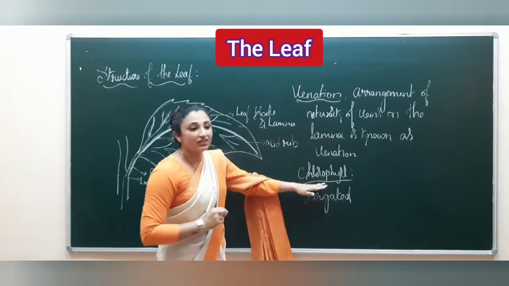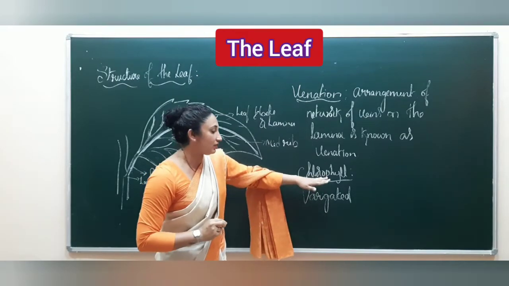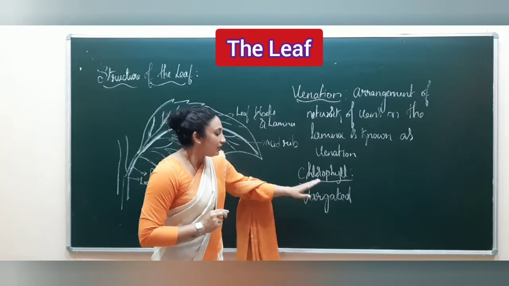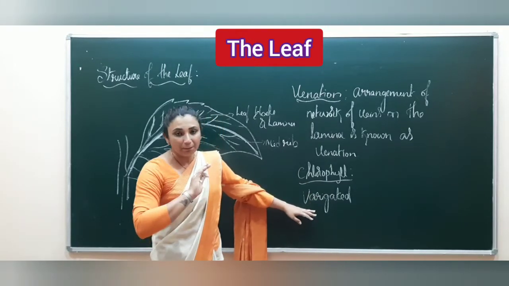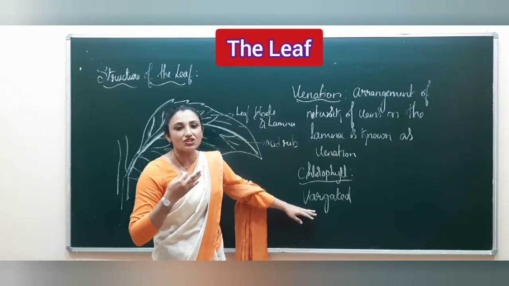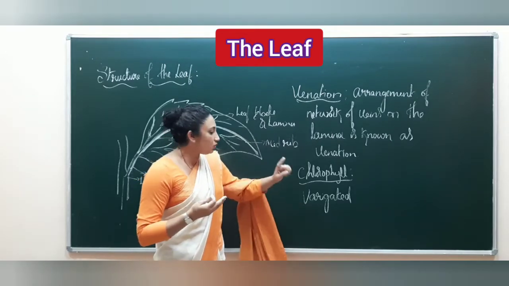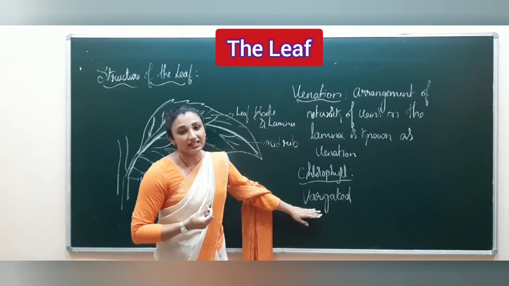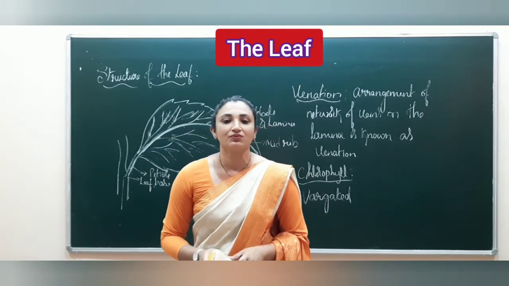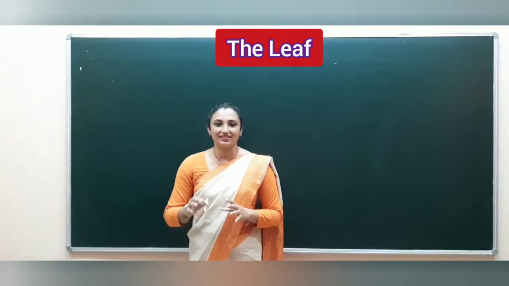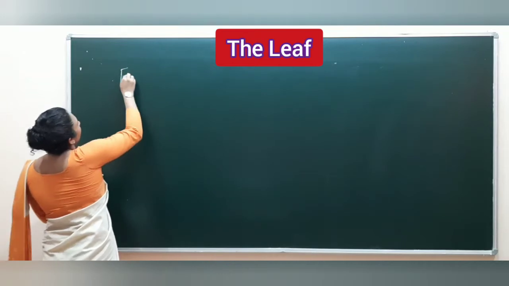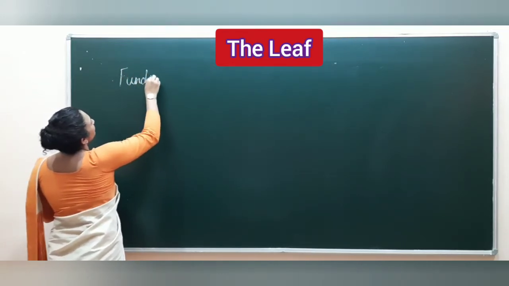So, the leaf is green because of the presence of chlorophyll, whereas if the leaves do not have complete green, but somewhere here and there have yellowish white patches, those leaves are known as variegated leaf. Now let us see the functions of the leaf.